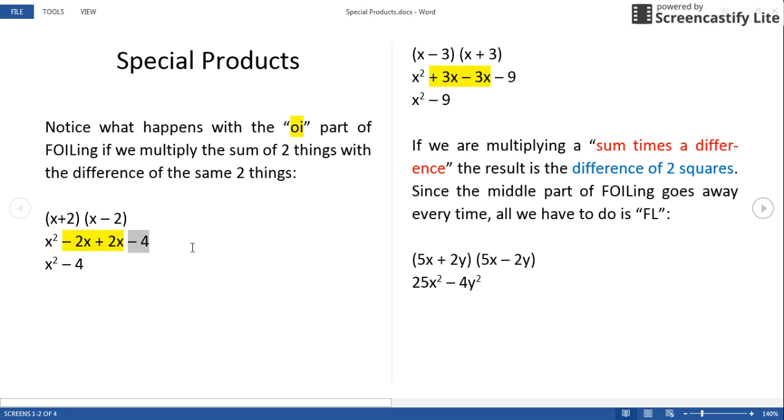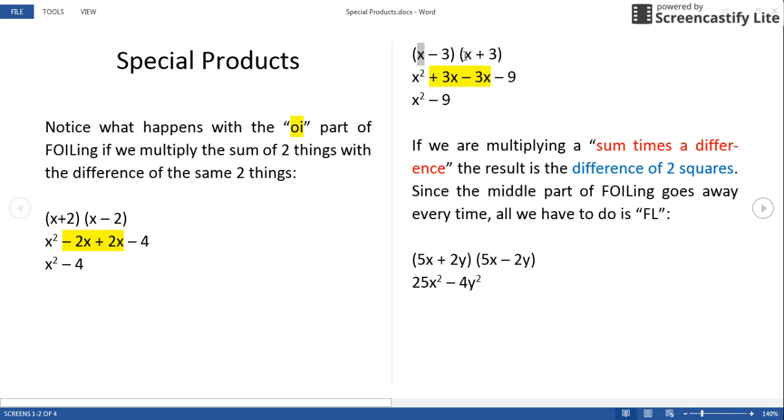This happens every time that we multiply a sum times a difference. Order doesn't matter with multiplication, it's commutative. So even if the difference is in front, as long as you've got the sum of two things and the difference of the same two things, when you multiply it, the middle parts will be additive inverses.